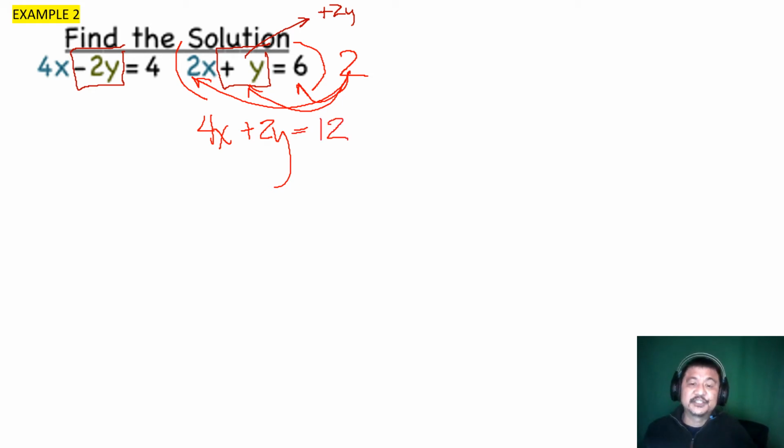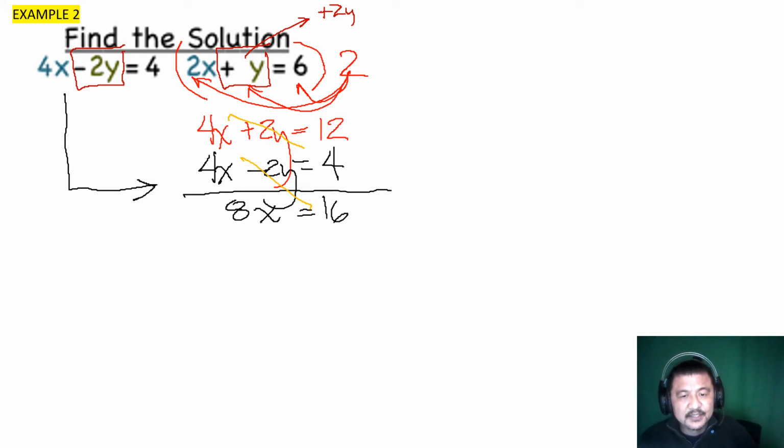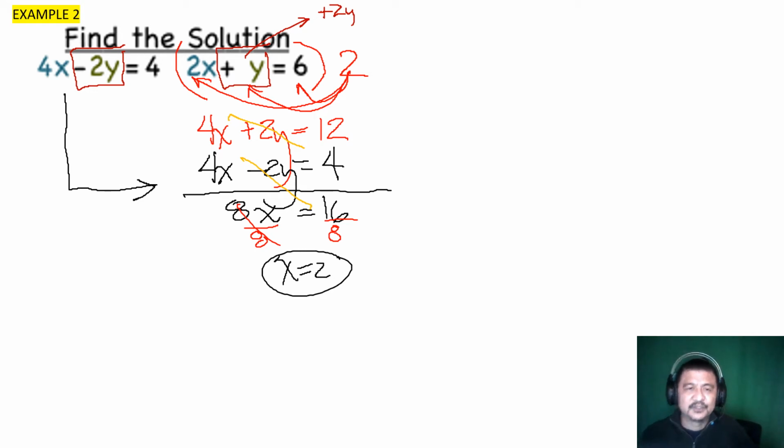All right. So I changed the second one. But the first one, do I need to change you? No. I can just copy you, 4x minus 2y equals 4. And then what? Guess, look at this, guys. I can eliminate my y. So what remains is 4 plus 4 is 8x is equal to 16. One-step equation, divide by 8, divide by 8, cancels out. X is equal to 2. All right. So, see, multiplication, it doesn't have to be for both. It could just be for one of the equations.